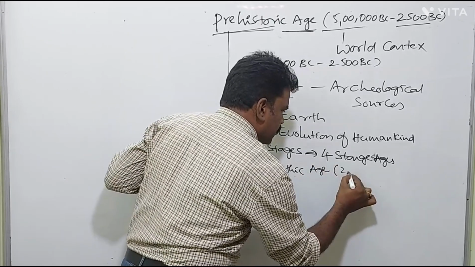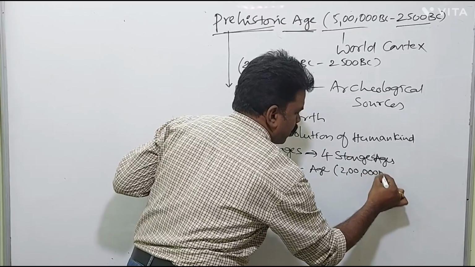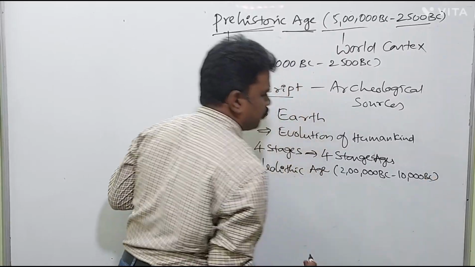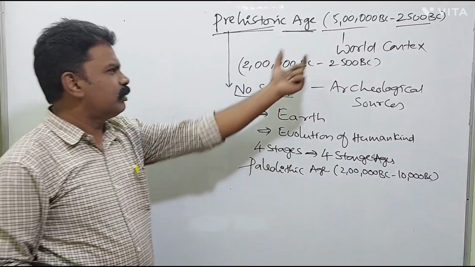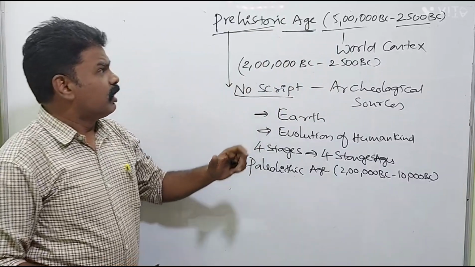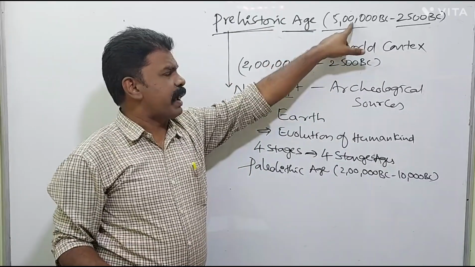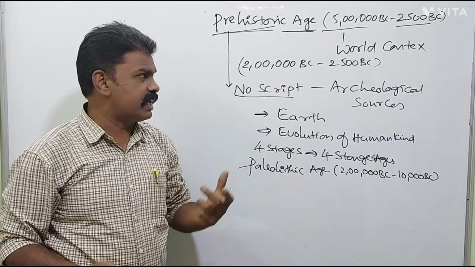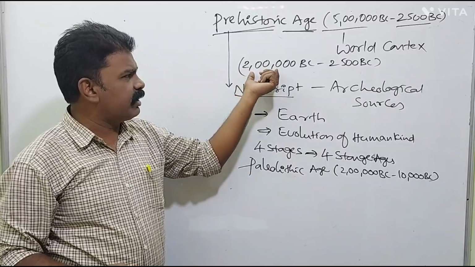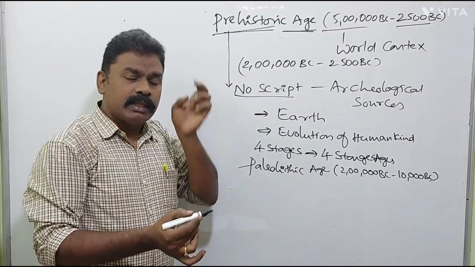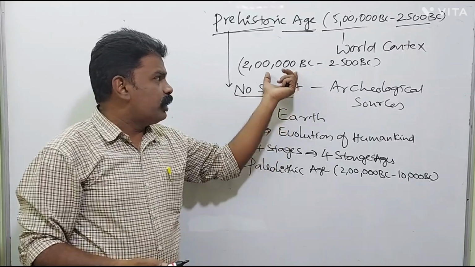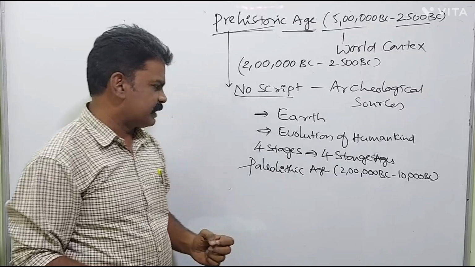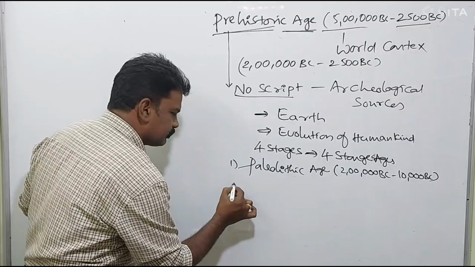It is from around 2 lakhs BC to 10,000 BC in the Indian context. In the world context, in world history, humankind evolved 5 lakh years back in South Africa, like the Neanderthal man, Cro-Magnon and so on. But in the Indian context, the earliest evidence of man is found in 2 lakhs BC. That's why we started our prehistory from 2 lakhs BC to 2500 BC. This is one stone age.